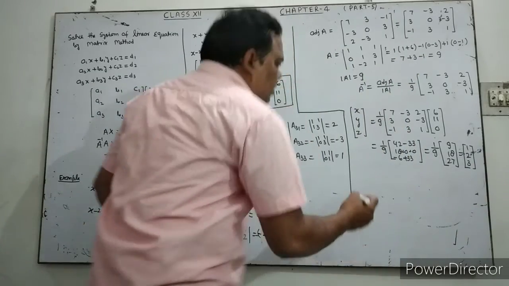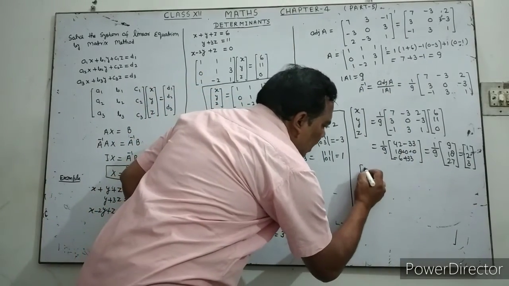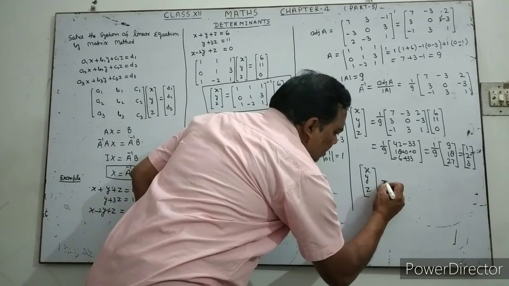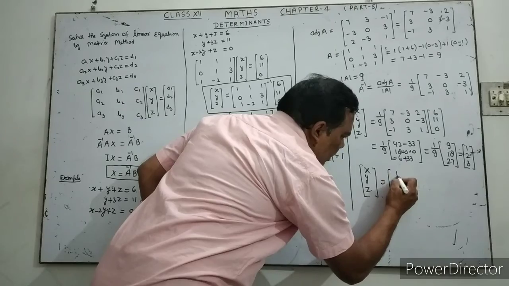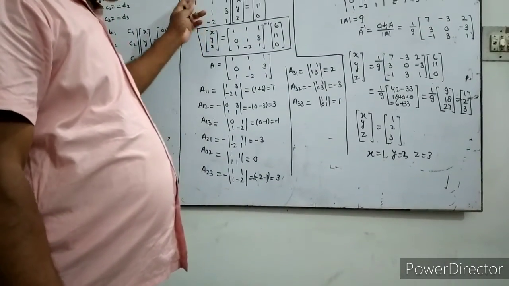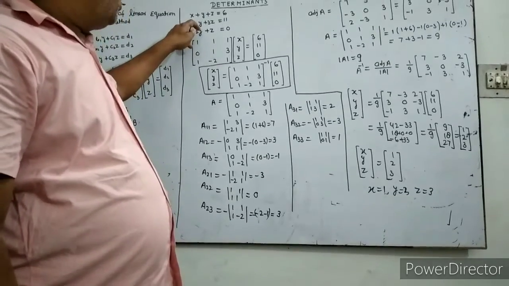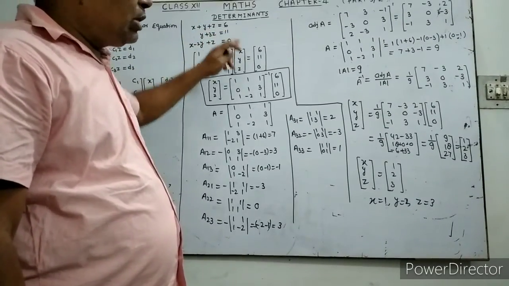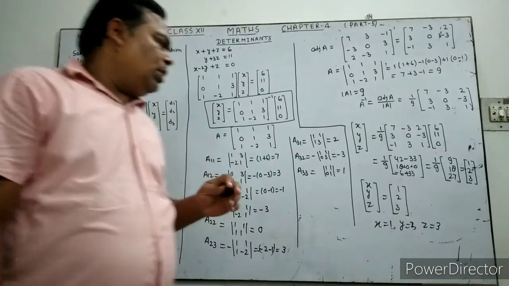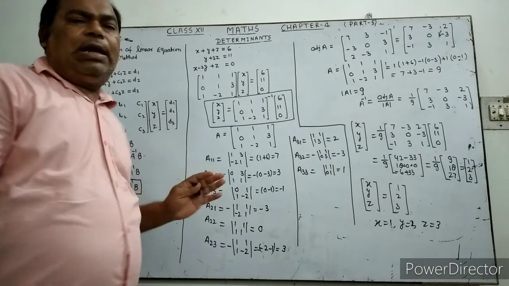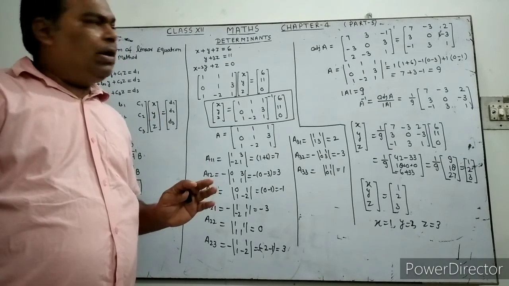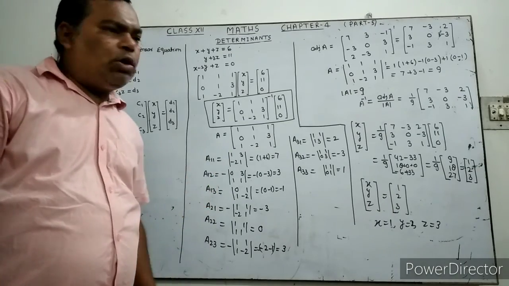Then what is the value of x, y, z? This is the value 1, 2, 3. Putting it in any equation, x is 1, y is 2, and z is 3 satisfy the equations. Then this is the solution. Now, the last content in the determinant chapter is completed. This is a very important topic.